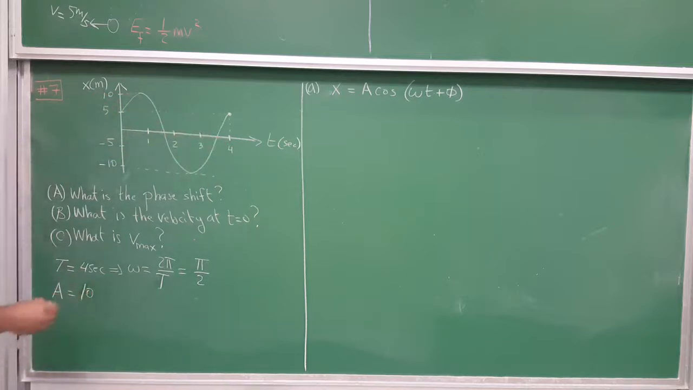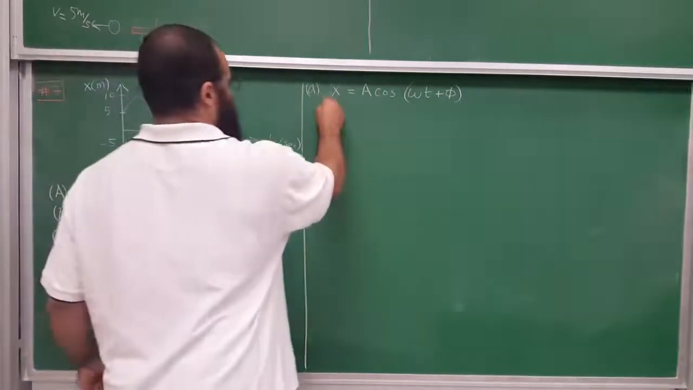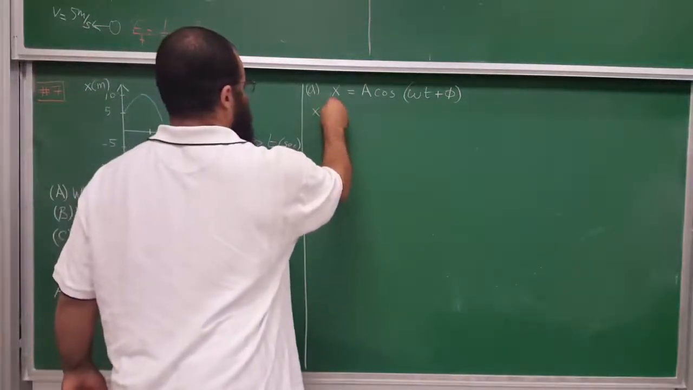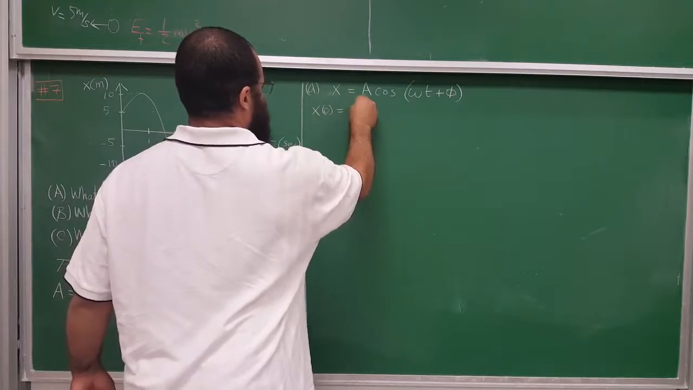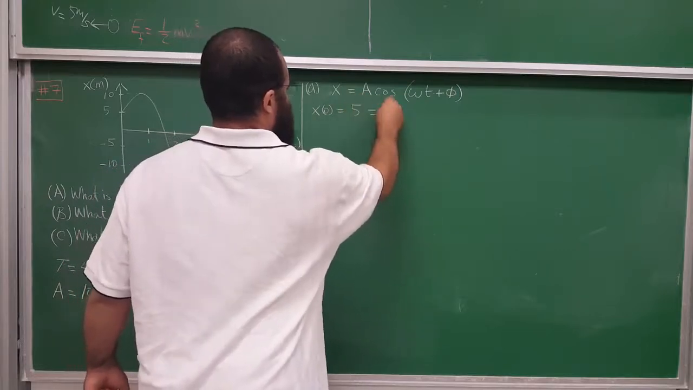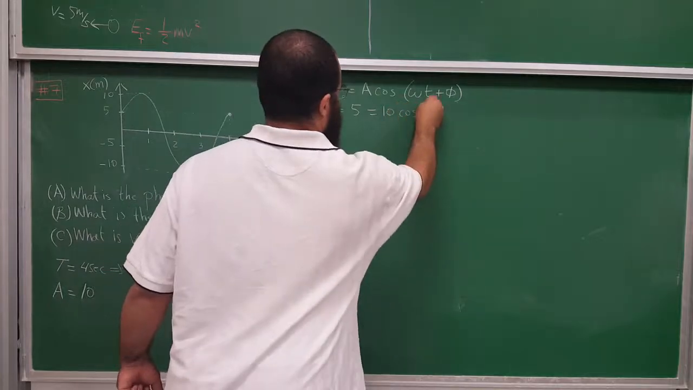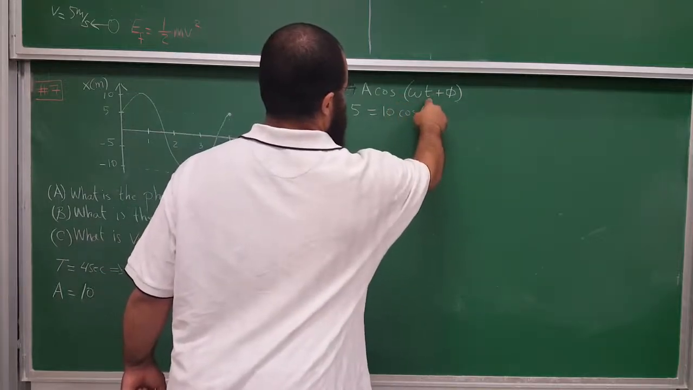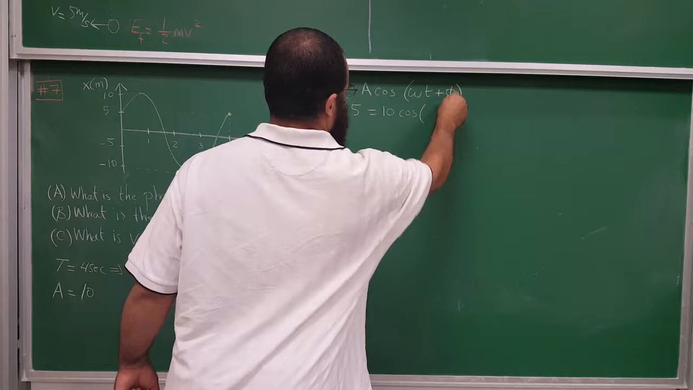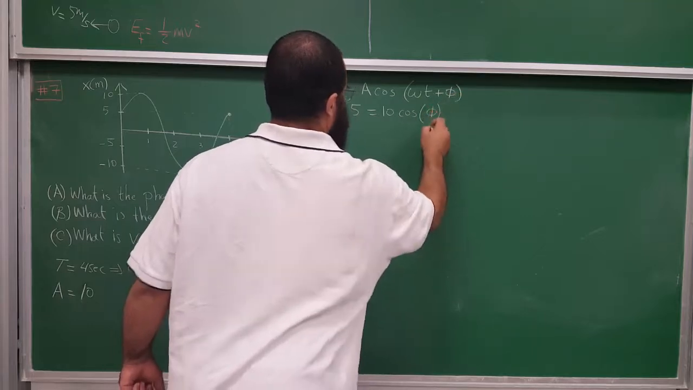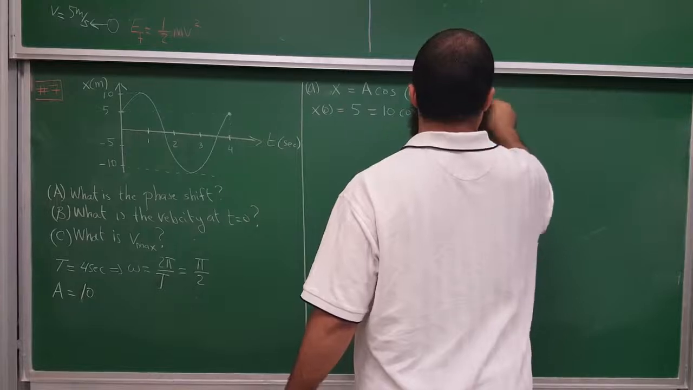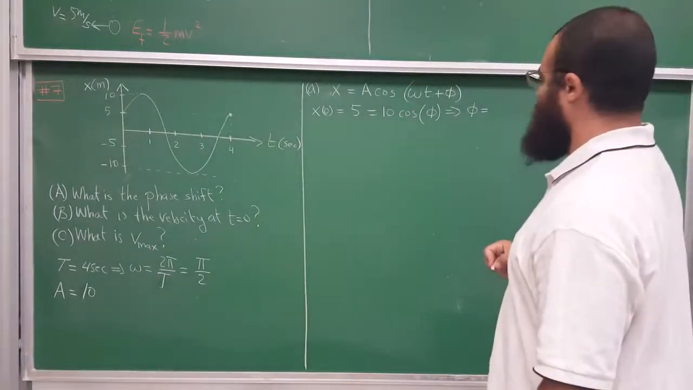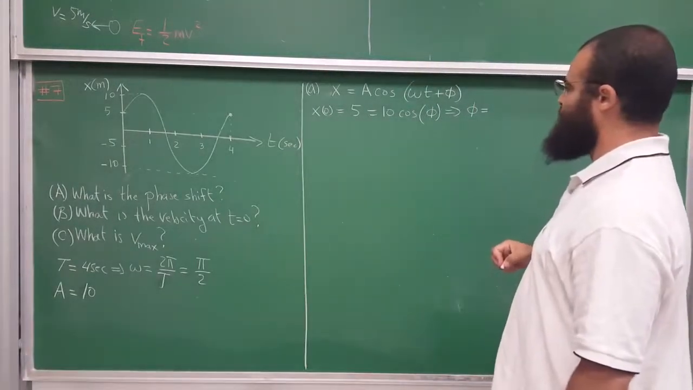The amplitude is 10. So at t equal to 0, x at 0 is half of the amplitude, which is 5. The amplitude is 10, and then the cosine of 0 times omega is 0, plus phi. So cosine of phi. So I get phi here will equal to what?